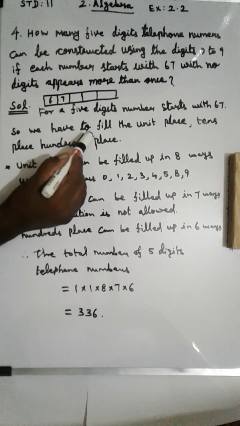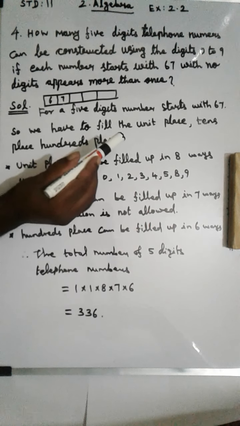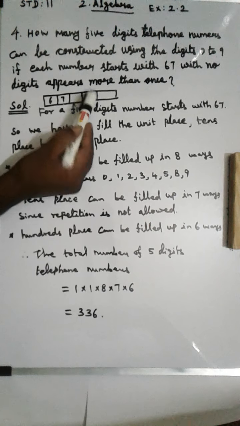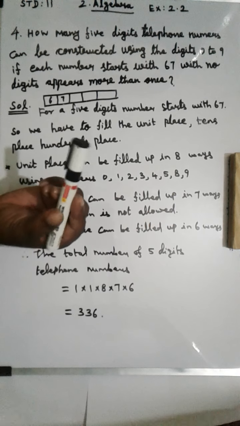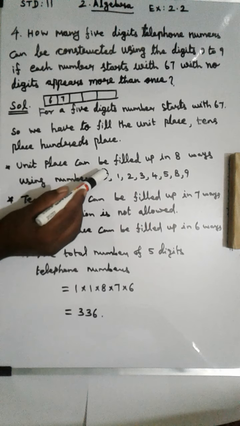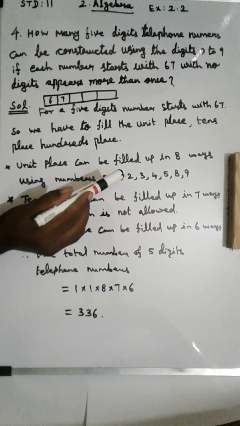So we have to fill the unit place, tens place, hundred place. So we should fill up here. Unit place can be filled up in 8 ways.